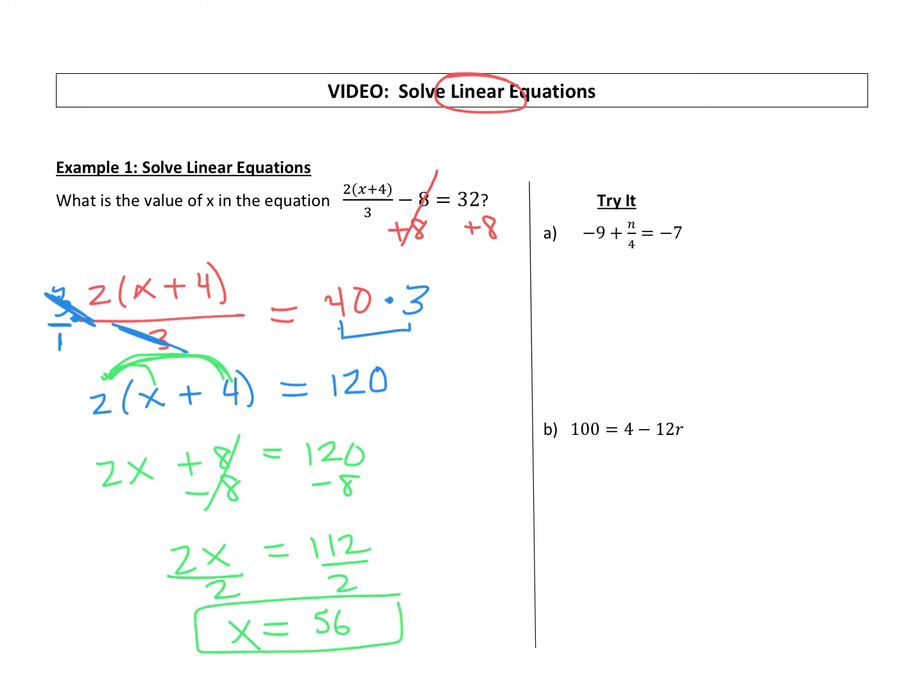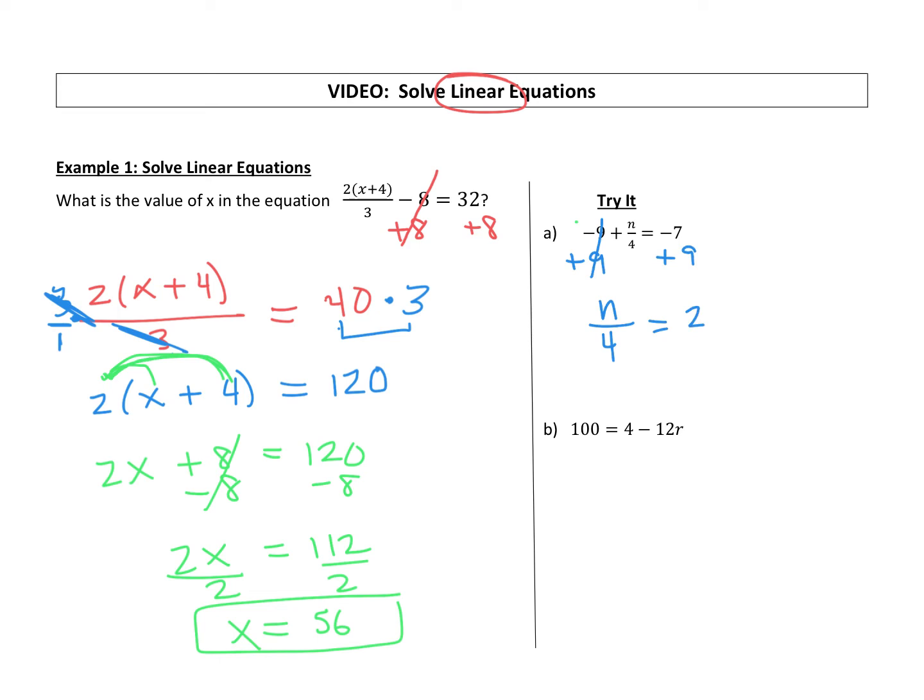Okay. Now, they go a little bit faster after we've tried one with all the details. So we have these try it examples over here. Your variable is in a fraction, so we want to isolate this n over 4. Outside of that, we have a negative 9. So the opposite of a negative 9 is to add 9, because negative 9 plus 9 is 0. So I'm going to add 9 to both sides.